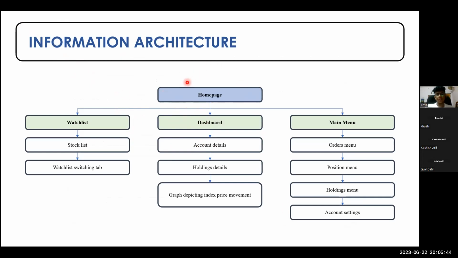for my stock market application. In the homepage, it has mainly three categories: watchlist, dashboard, and main menu. Under watchlist, you can see the list of the stocks that have been added to the watchlist, and also a watchlist switching tab. You can make more than one watchlist, so you can switch between them. In the dashboard section, you will have the account details, your holdings details, and also graphs depicting index price movements, or maybe the movement of your investment amount. In the main menu, you will have the orders menu, positions menu, holdings menu, and also account settings.